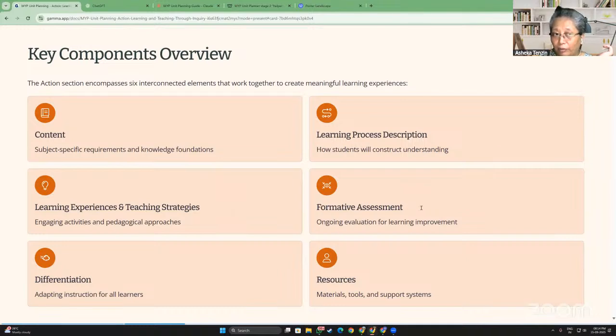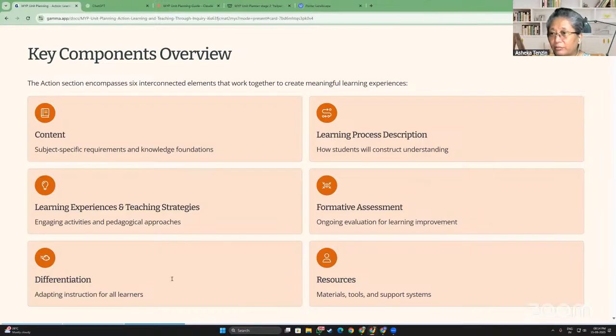Another thing that is there in the action part is your formative assessment. How do you know that students have learnt what you are trying to teach? Okay, and did all the students understand what you are trying to teach? So that you will get to know from giving formative assessment.